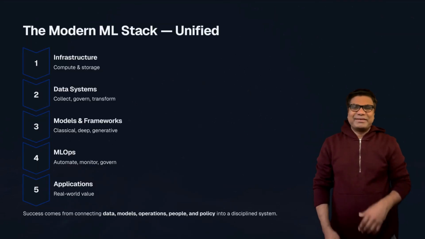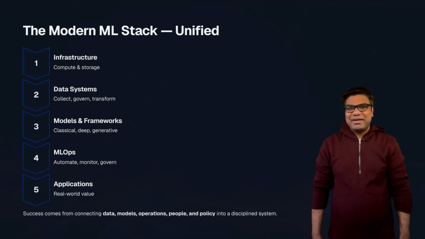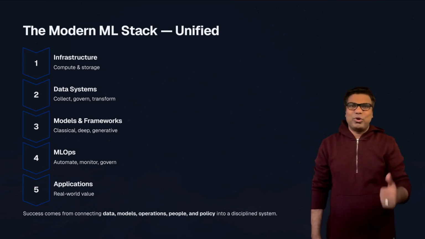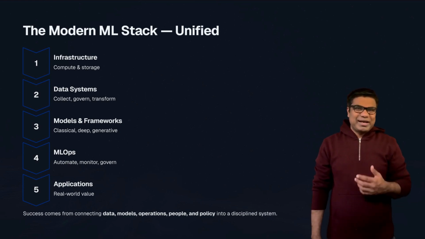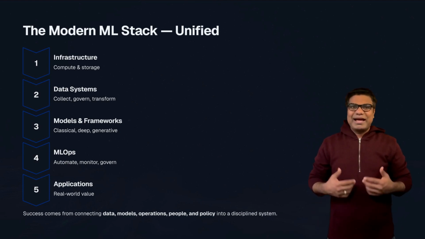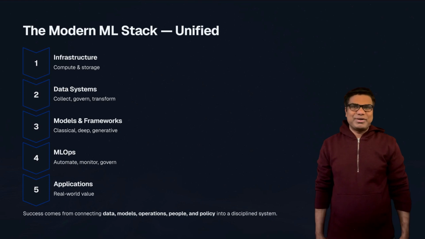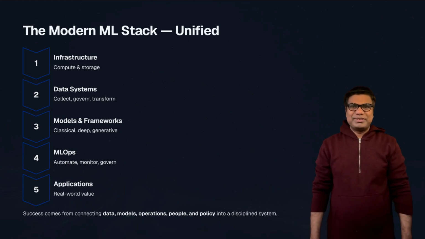To bring everything together, the modern AI and machine learning stack can be understood as a layered system. Infrastructure provides compute and storage. Data systems collect, govern, and transform information. Frameworks and libraries enable model development. Classical machine learning, deep learning, and generative AI offer different modeling approaches for different kinds of problems. MLOps turns these approaches into repeatable production systems through automation, monitoring, versioning, and governance. Applications then turn predictions and generated outputs into real-world value.